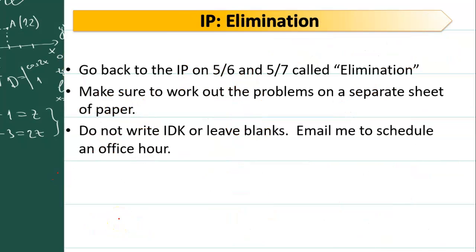All right, time for your IP. You're going to go back to your IP on 5.6 and 5.7 called elimination. Make sure to work out the problems on a separate sheet of paper. You need to stop writing IDK and leaving blanks. You need to email me to schedule an office hour.